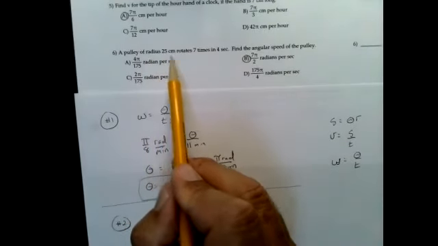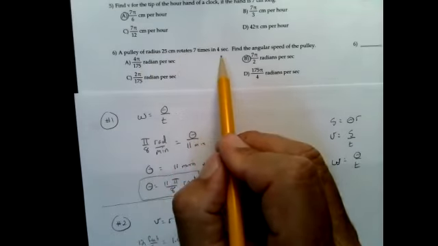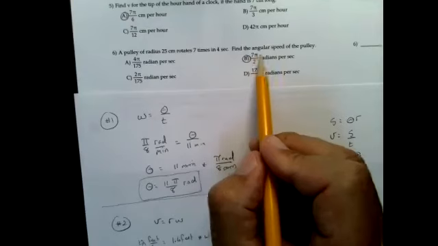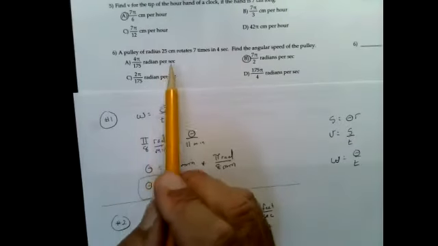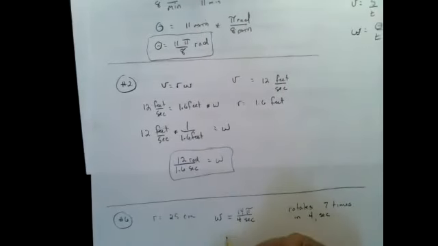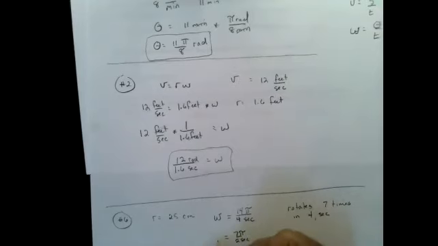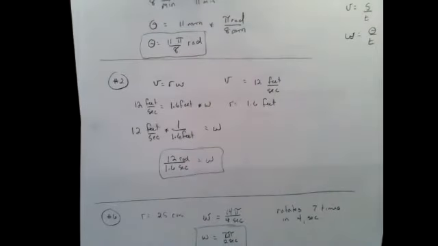Let's go back and take another look at it. A pulley of radius 25 centimeters rotates 7 times in 4 seconds. What is the angular speed of the pulley? Well, the 25 had really nothing to do with it, did it? Because it wanted angular speed, and that's what this becomes: 7 pi over 2 seconds. So I didn't even need to know the radius.